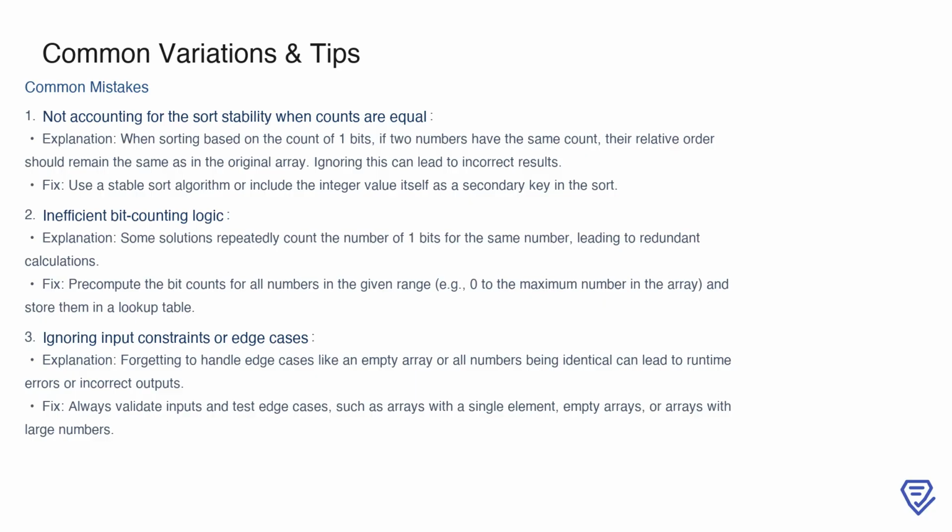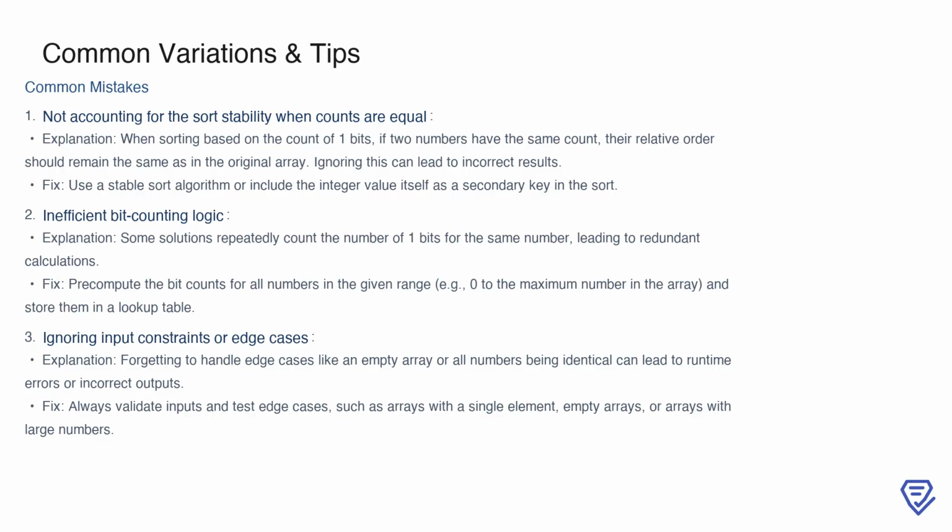To fix this, you can use a stable sort algorithm or include the integer value as a secondary key during sorting. Another issue is using inefficient bit counting logic. Repeatedly calculating the number of 1 bits for the same number can result in redundant computations. Instead, you can pre-compute the bit counts for all numbers in the range, such as from 0 to the maximum number in the array, and store them in a lookup table for faster access.